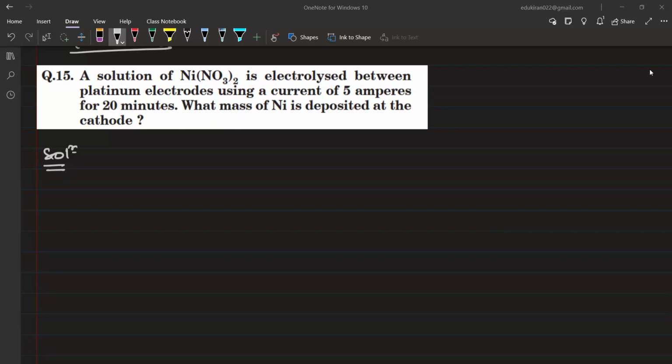In the previous cases, what were they saying? They asked to find the charge. Now they have given the charge in the form of current and time. Then you have to calculate the number of moles and then the mass. So first of all, here we are going to look at the nickel, Ni(NO3)2, which is going to give you nickel. You have this reaction happening. So what is the oxidation state here? What is the oxidation state of nickel on the reactant side?